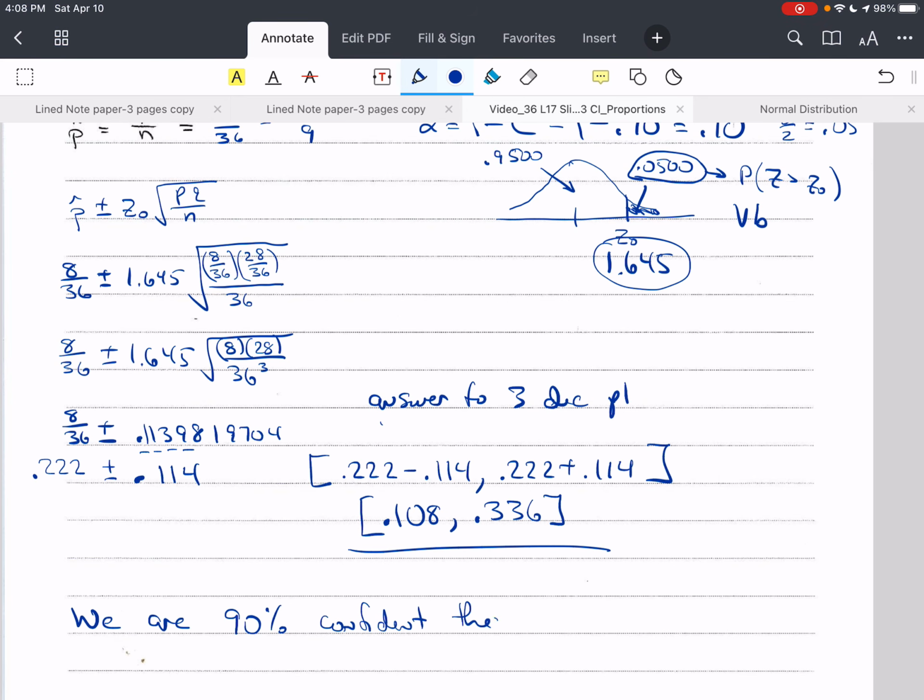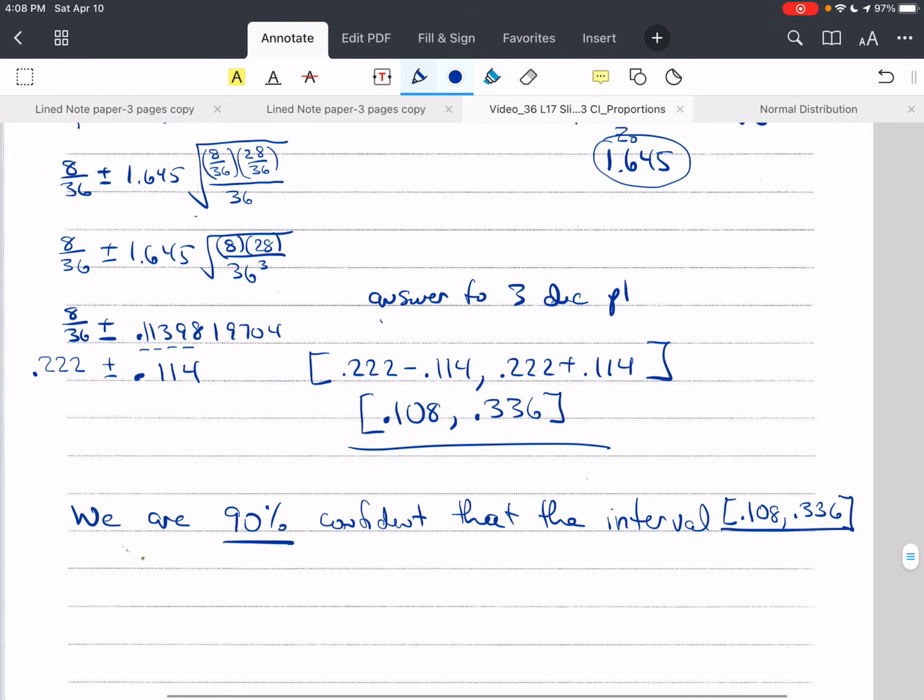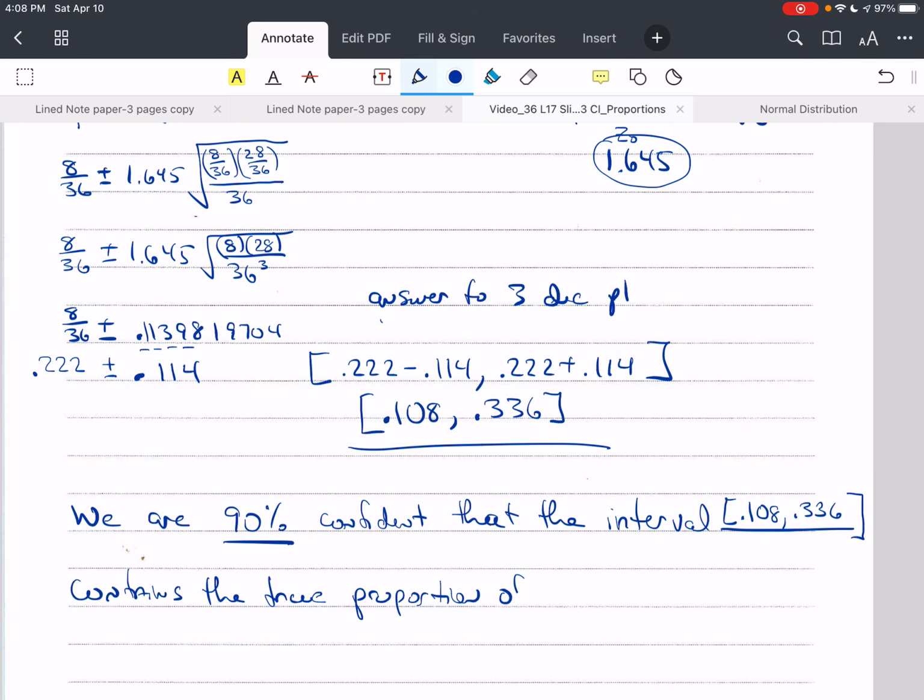that the interval, so we have a blank there that you need to fill in, that the interval, and this is a blank, 0.108 to 0.336, contains the true proportion of whatever this is. We weren't given that in this case. So we would just say the true proportion of the population with this certain attribute.